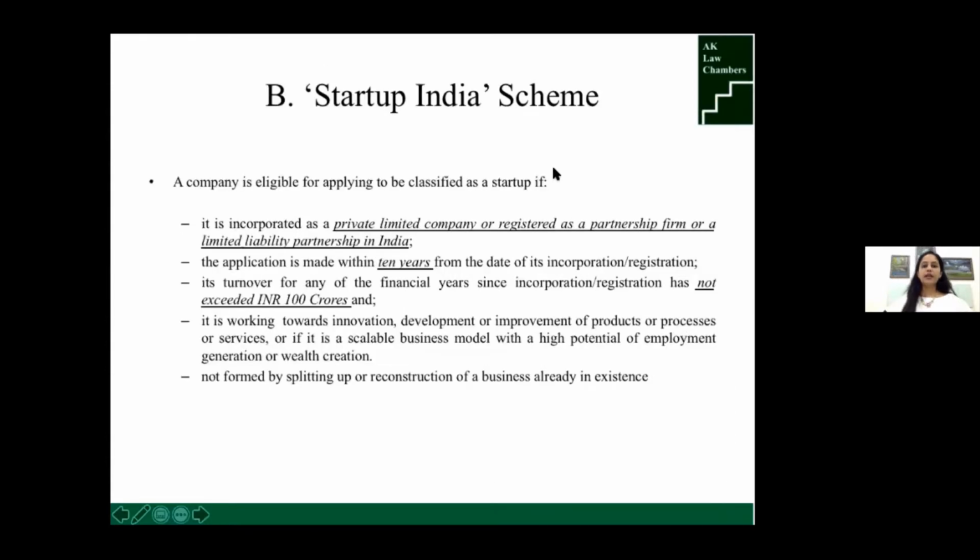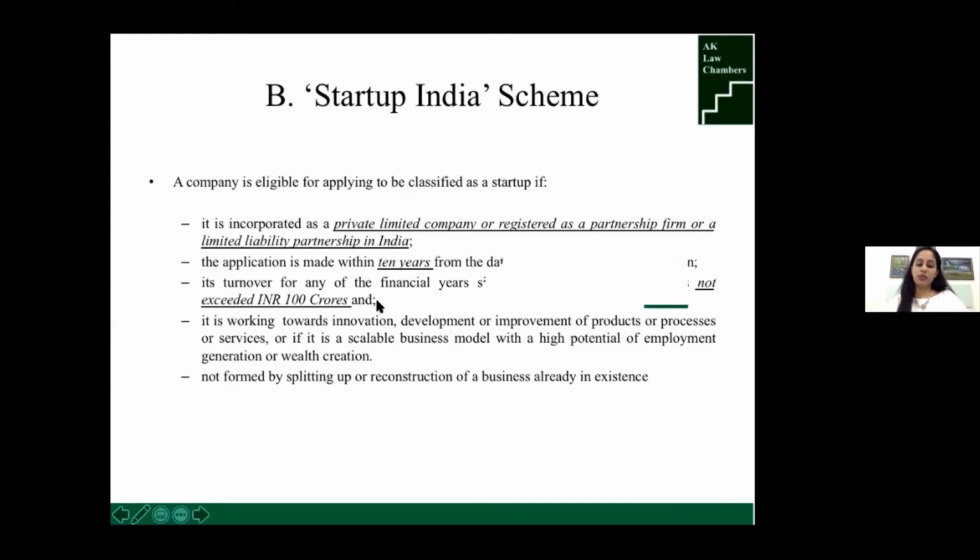Okay. Now, like I said, there are a lot of benefits that come with being registered under the startup scheme by the government, right? Now, how do you register yourself as a startup and what are the benefits that you would be getting?